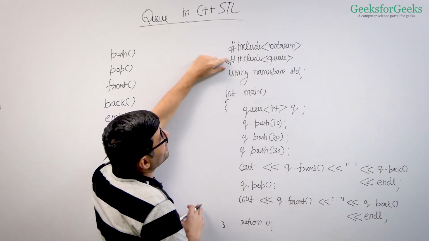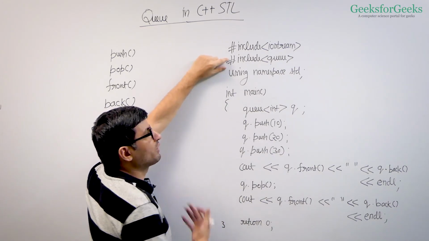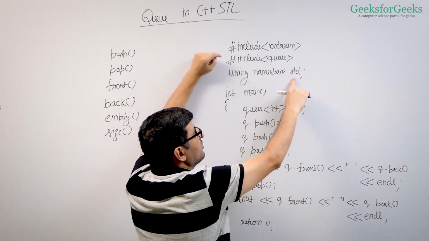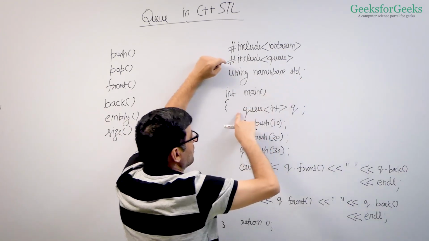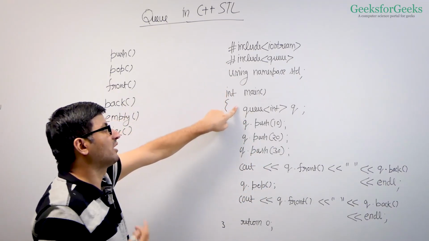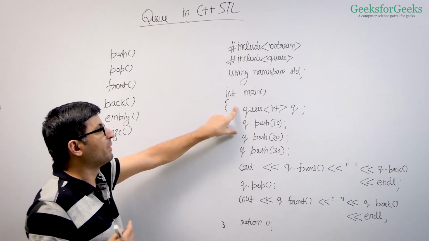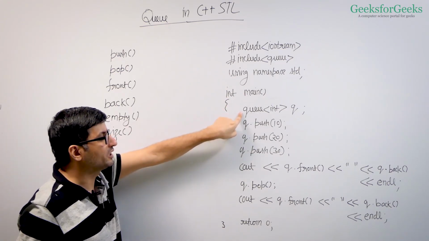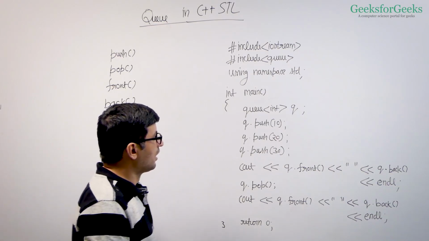To use a queue, we need to include queue. Also, one more thing, if you want to use queue directly, you need to use namespace std. Otherwise, you will have to write std::queue. That is the same thing with vector, stack, or pair. We need to use using namespace std, or we need to put std:: here.